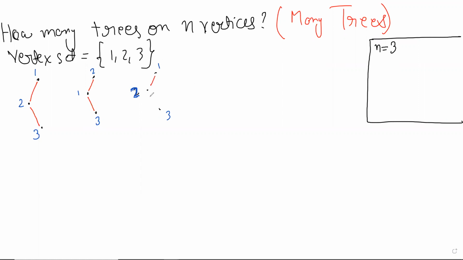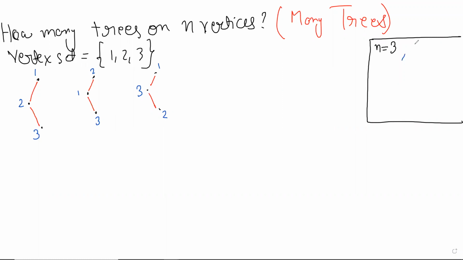That's very clear. Right. This is different, because in this one 2 has 2 neighbors, in this one 1 has 2 neighbors, and in this one, oh wait, 3 in the middle, right? Sorry. Okay. So these are 3 different trees, and obviously there is no other tree. So the answer in this case is 3.